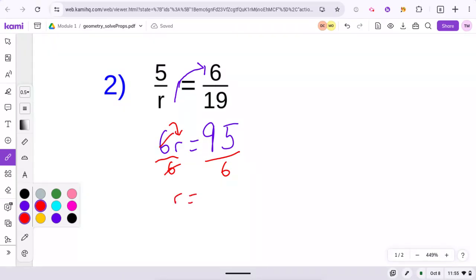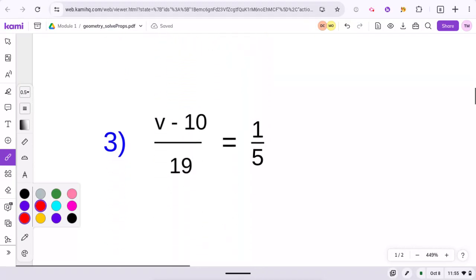You'd be left with R equals, and on the calculator it comes out to a decimal. I'm going to round it to 15.83. That'd be your final answer for the letter R. Let me now show number 3.